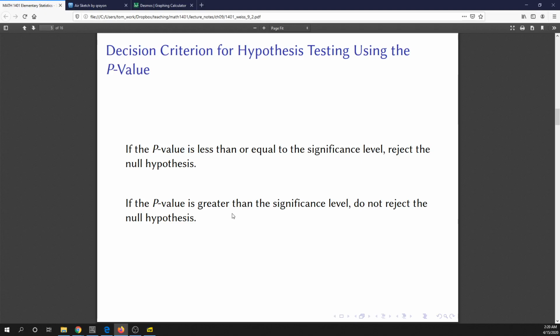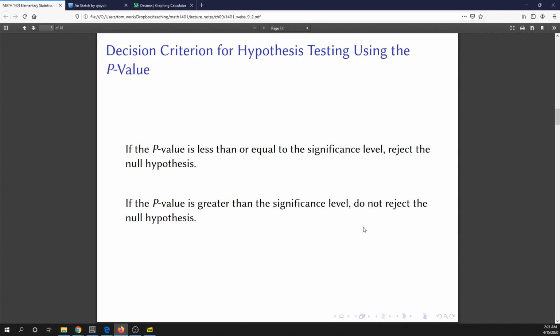If the p-value is less than or equal to the significance level, well, then that is pretty good evidence that the alternative hypothesis is the one that's true. So you're going to reject the null hypothesis in favor of the alternative hypothesis. If the p-value is greater than the significance level, then we're going to say that's not good enough evidence to reject the null hypothesis. So we are not going to reject the null hypothesis in that case. All right, so that's all there is to it.